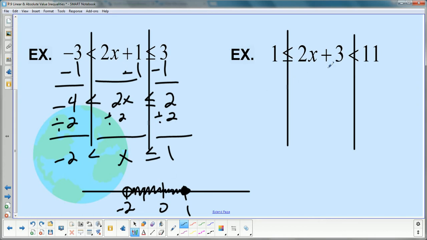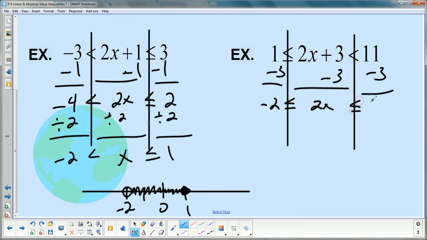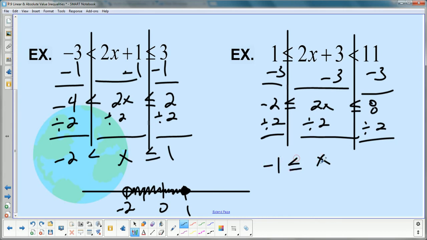And looking at our other example, I start the same way. I'm going to do things to all sides. So I'm going to end up with negative 2 less than or equal to 2x less than or equal to 8. Divide each piece by 2, and I end up with x. And so I'm going to have negative 1 is less than or equal to x is less than, this should just be less than 4.